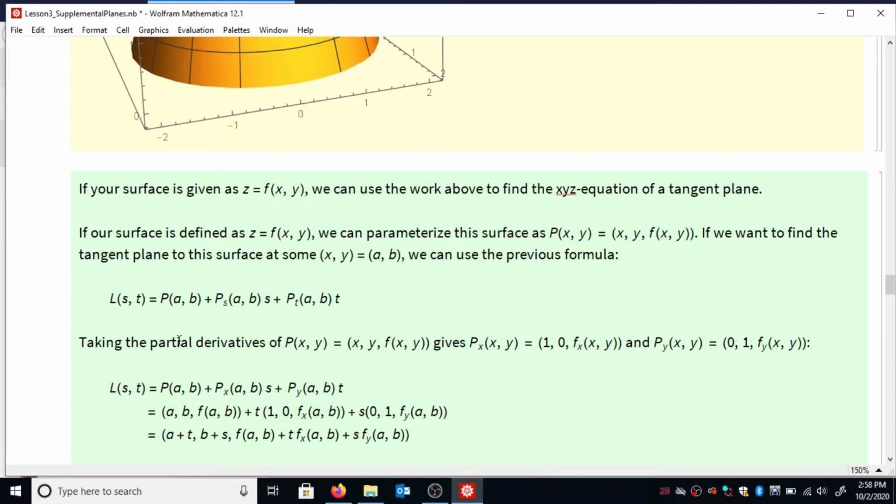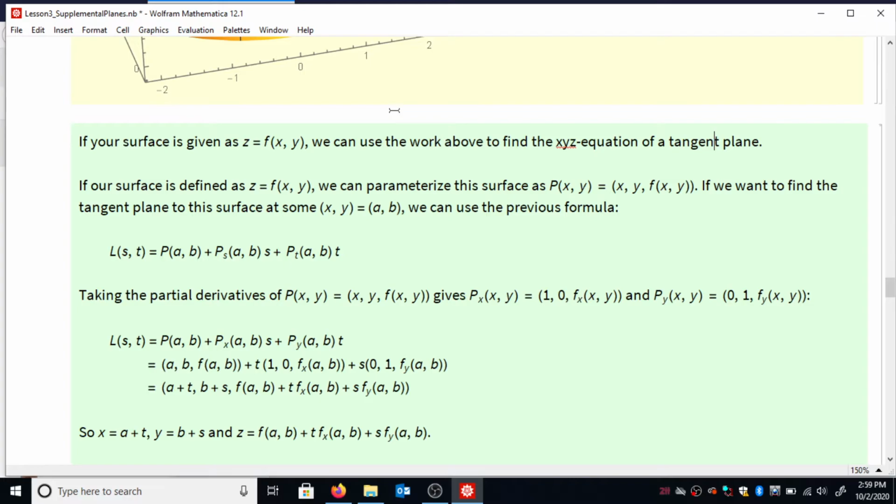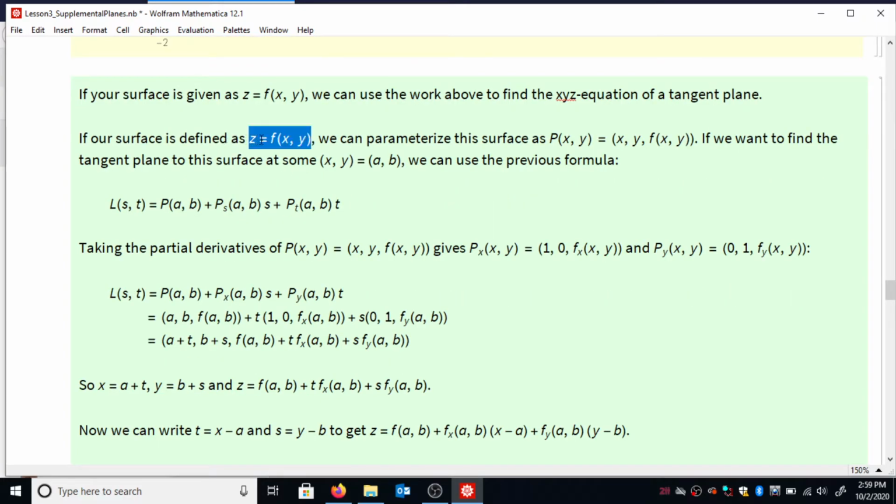Okay, again, you might say, okay, now I know how to do this parametrically. What if I have a more traditional equation in the form z equals f of x,y? How would I find the xyz equation of my tangent plane? And this completely mirrors what I showed you before. So it's going to be the same algebraic process, just with these multivariable formulas rather than the single variable formulas I showed you before. So our surface is defined as z equals f of x,y, so we can parameterize it for free as x comma y comma f of x,y.